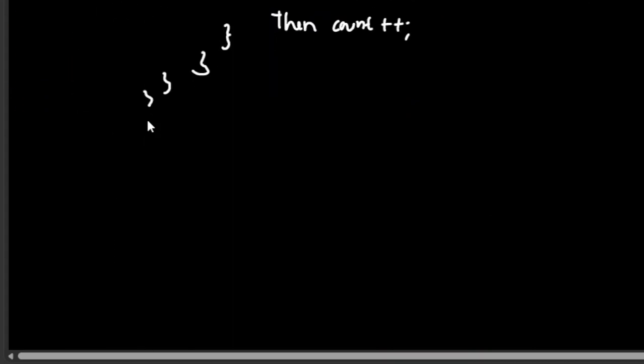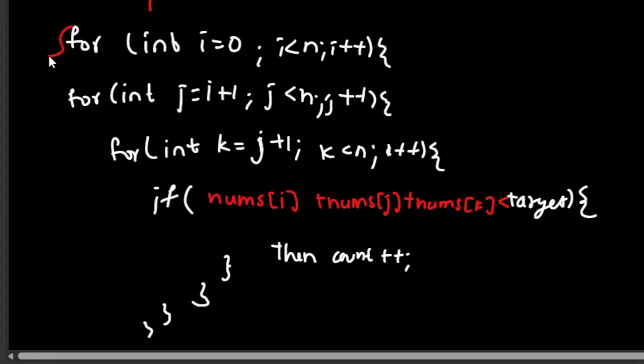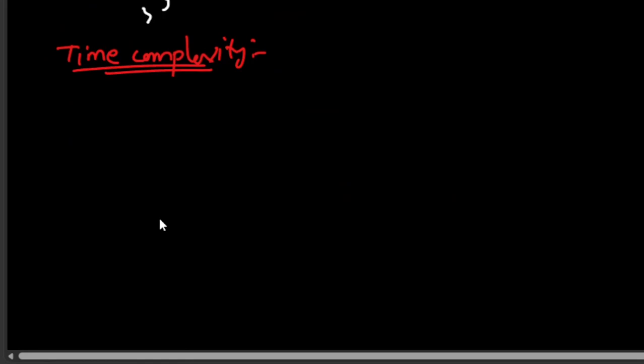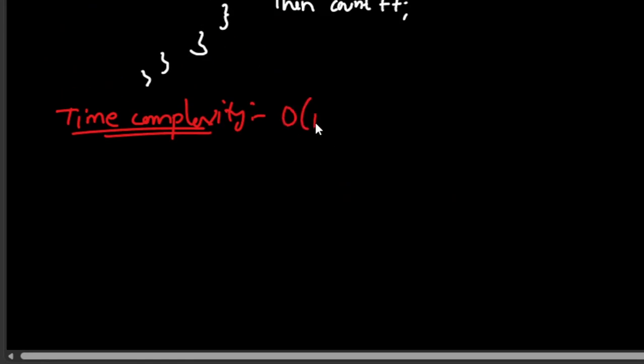But let's see what the problem is here. It comes when we look at the time complexity. So what is the time complexity? We have 3 loops, right? This is running for n, this is running for n, this is running for n, let's say in the worst case. So what will be the time complexity? Time complexity will be O of n cube.